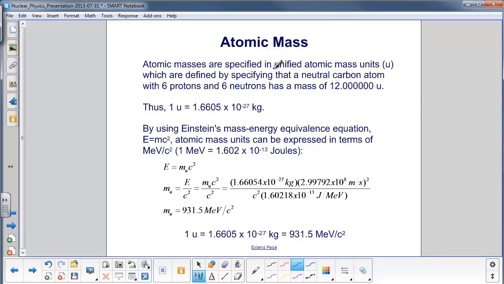Unified atomic mass units, abbreviated U, and in some textbooks you'll see it abbreviated AMU, but we're just going to call it U here. And we're going to say that a neutral carbon atom that has 6 protons and 6 neutrons has a mass of 12.000, etc. atomic mass units. Okay? So, if you were then to calculate the actual mass of the protons and the neutrons, multiply 6 times the mass of the proton, 6 times the mass of the neutron, which is slightly heavier than the proton, you will find that one atomic mass unit, here's a definition right here, is equal to 1.6605 times 10 to the minus 27 kilograms.